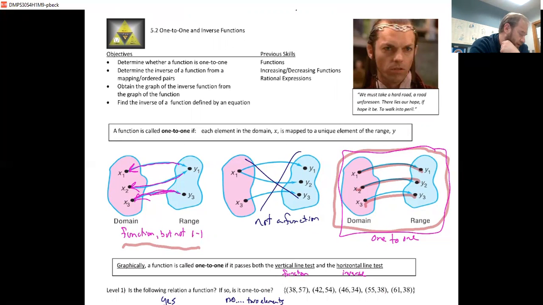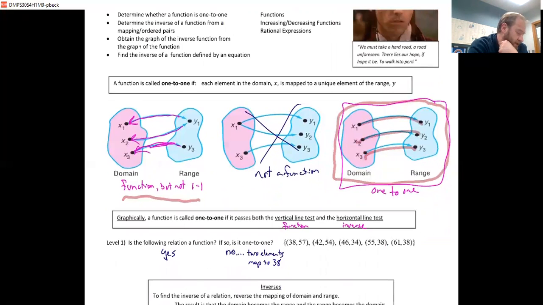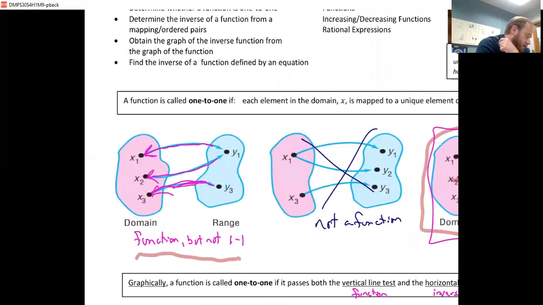Graphically, this means it's going to pass the vertical line test and the horizontal line test. If we take a look at this first situation, let's say a parabola, because parabolas are great functions, but they don't have inverses because this y comes from two distinct x values. So not a one-to-one function.